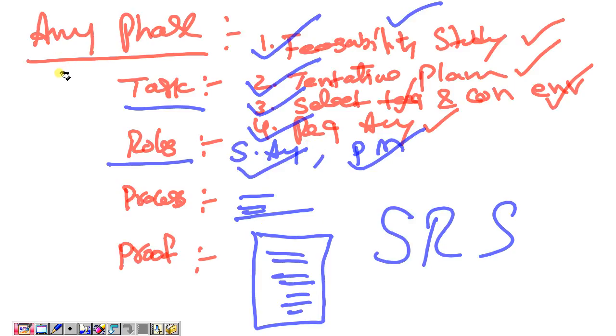What is the proof document for the analysis phase? The SRS, system requirement specification. Next, we are coming to the next phase, the designing phase. So the analysis phase is very clear, right? Yes, the analysis phase is very clear, right? Right. And coming to here, what is the software development life cycle?